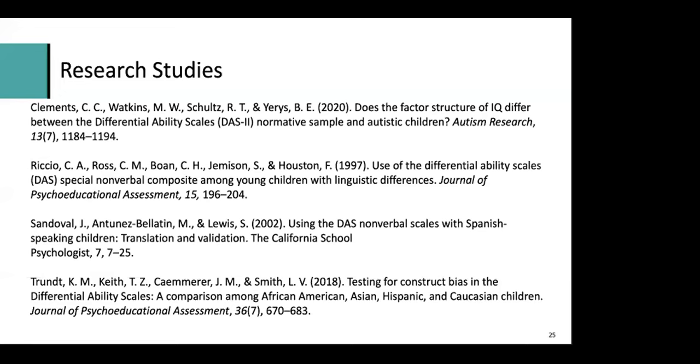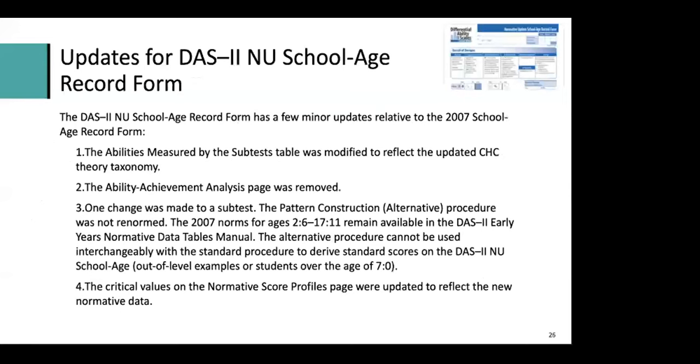For this reason, the DOS2 may be particularly useful when assessing students for gifted. Now I'd like to review some of the changes to the school record form for the DOS2 and U. You'll notice that the DOS2 and U manual reflects the updated CHC theory taxonomy. You also have ability achievement analysis.